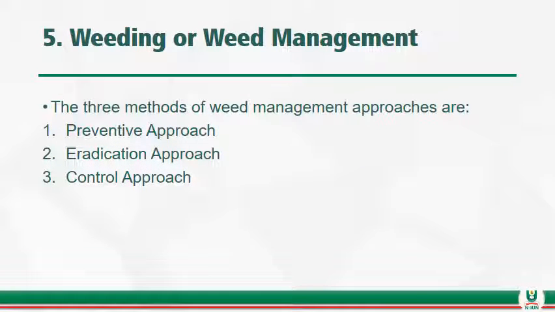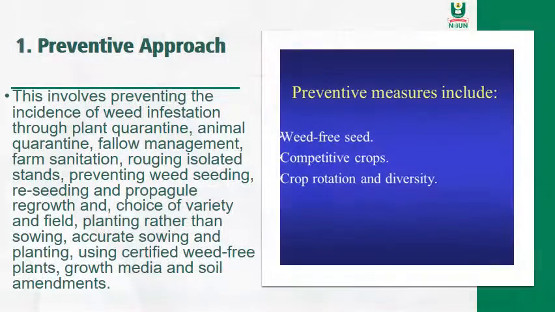Now we'll be going to weed management, and there are three approaches to this. The first is the preventive approach, the second is the eradication approach, and the third is the control approach. We are talking about the preventive approach first, and just like the word says, if you want to prevent something, that means it doesn't have to show itself or establish itself before you talk of controlling it.